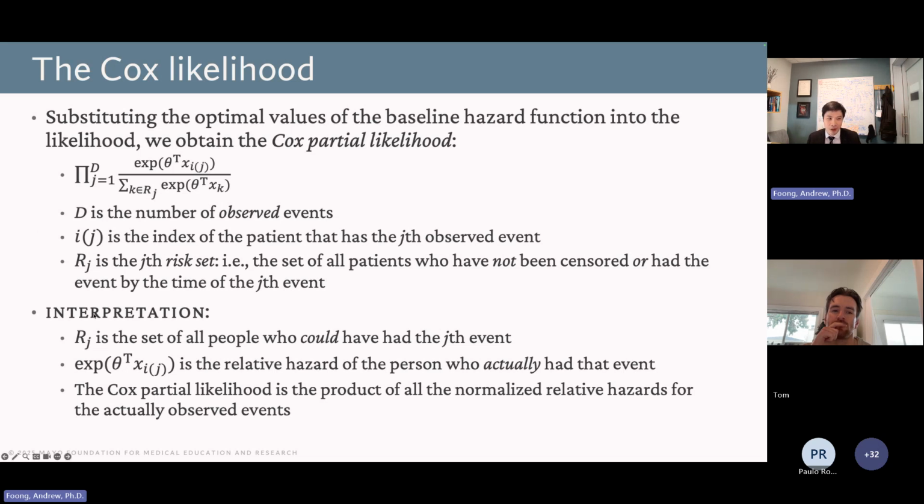And this exponential term at the top here in the numerator is the relative hazard of the person who actually did have the event at that time. So you can view the partial likelihood as the product of all the normalized relative hazards for the actually observed events. In the numerator, it's the hazard ratio of the person who had the event, and the denominator has the hazard ratios of all the people who could have had the event at that time. And then you just take a product over all the events. And this is derived directly from the maximum likelihood principle after you substitute in the values of the optimal baseline hazard function.